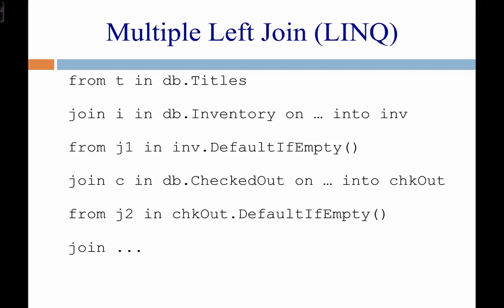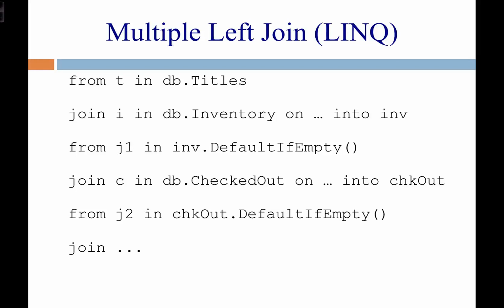If you had more tables that you needed to LeftJoin, you'll just have from, etc., join, etc., into, .default if empty, and then from, etc., join, etc., .default if empty. So it's a little messy in LINQ. You just have a bunch of froms and joins and intos and defaults if empty. But once you understand this pattern, you can just build it up. A, LeftJoin B, LeftJoin C, you just kind of keep going, and this LINQ query will just get longer and longer.